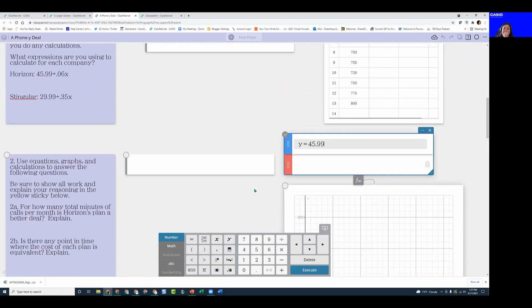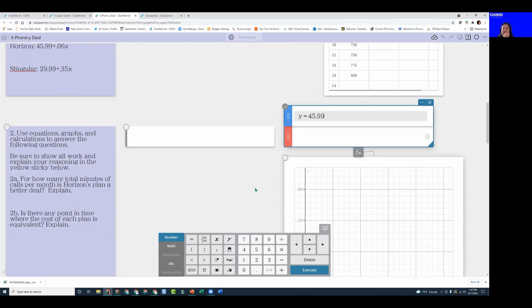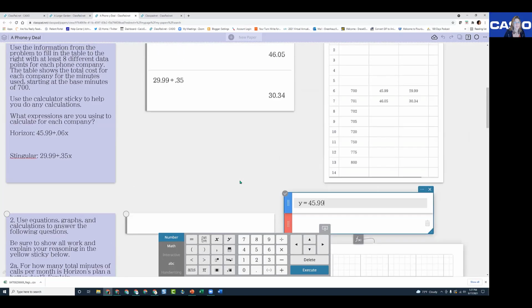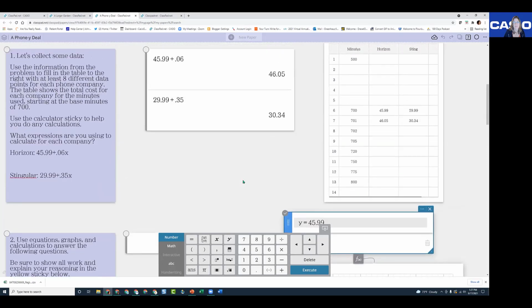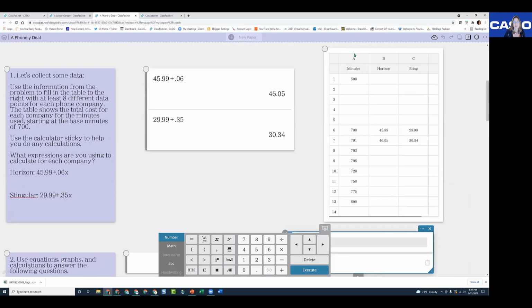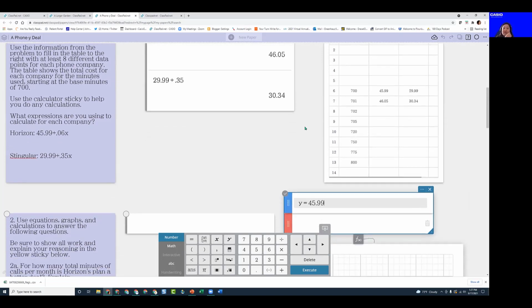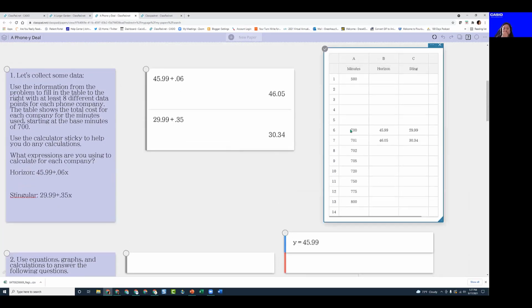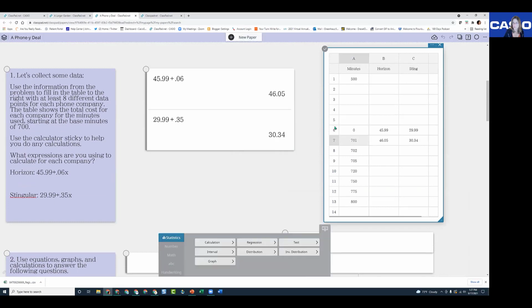Your scale's not right because, well, go back down to your X. Go to your graph. If X is my minutes, I need it to be 700. So I was using this scale with this being the X because I was going to use this as my scatter plot. It would probably be easier if you just change these to 0, 1, 2.